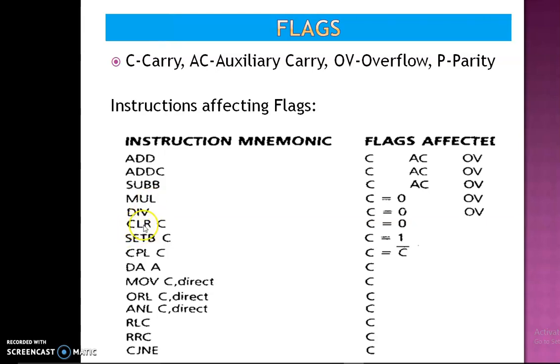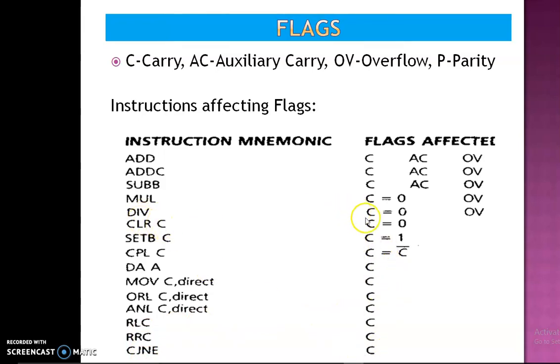Next instruction is CLRC, means clear C, a bit instruction. You are clearing the carry flag. So whenever you are clearing, definitely carry flag will be 0. So carry flag is affected. So remaining all, from clear C to CJNE, all these instructions are affecting only carry flag. You have to remember, addition and subtraction instructions are affecting 3 flags: carry, auxiliary carry, overflow flag. Multiplication and division, these 2 operations are affecting carry flag as well as overflow flag, and carry flag will be 0. And remaining instructions are affecting only carry flag.